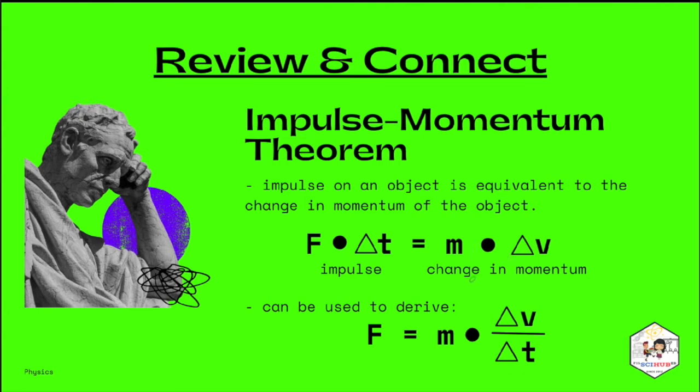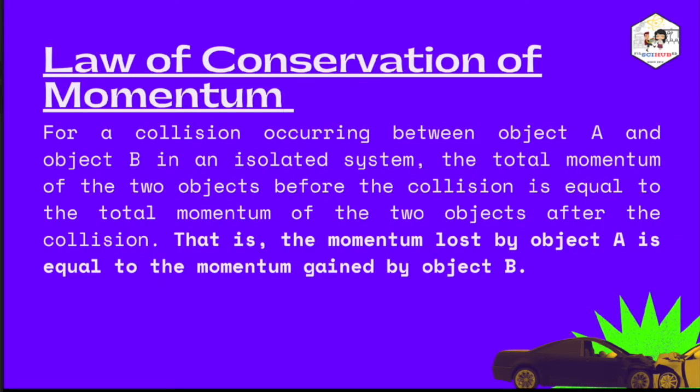sample problems and discussion. The law of conservation of momentum states that for a collision occurring between object A and object B in an isolated system, the total momentum of the two objects before the collision is equal to the total momentum of the two objects after the collision. That is, the momentum lost by object A is equal to the momentum gained by object B.